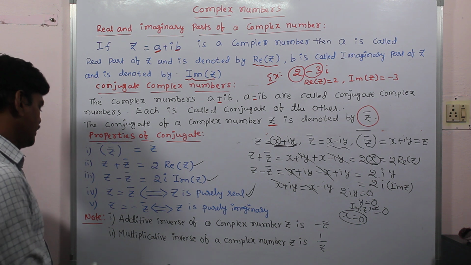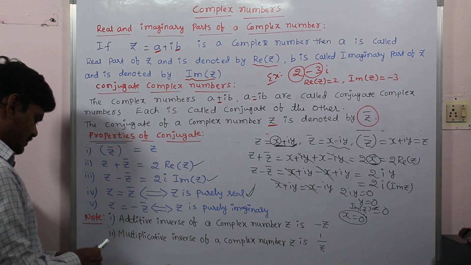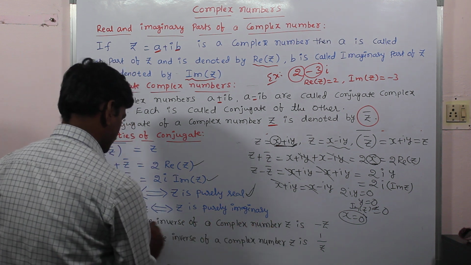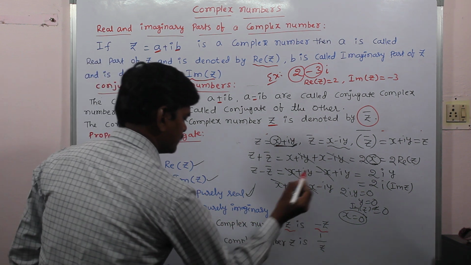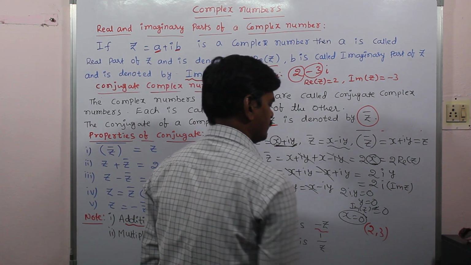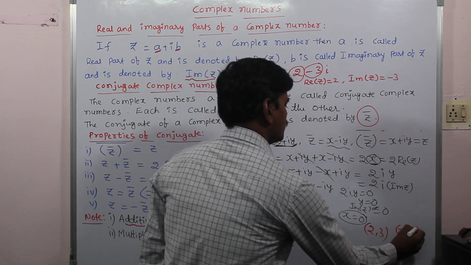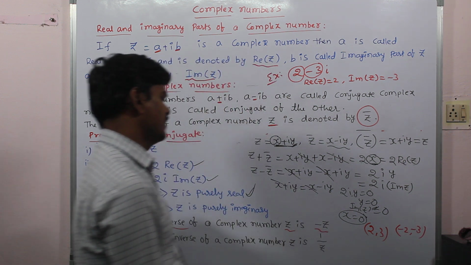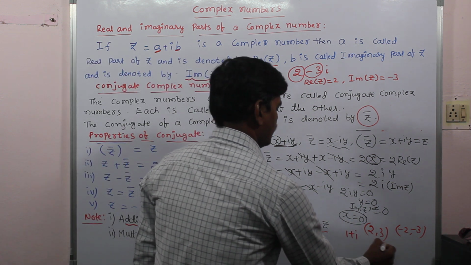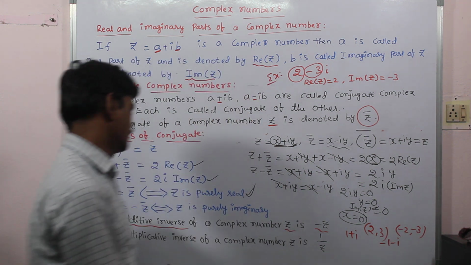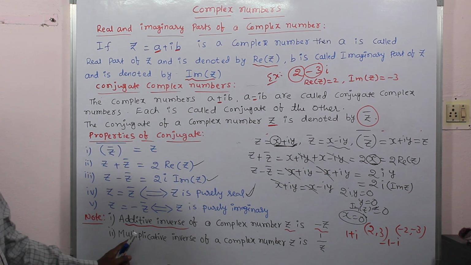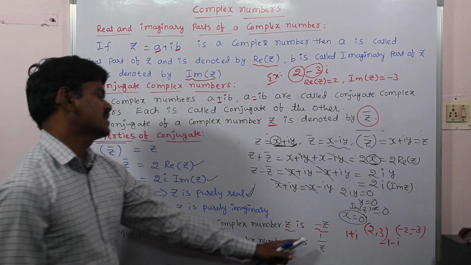Next, you need to remember the additive inverse. The additive inverse of a complex number z is -z. For example, what is the additive inverse of (2, 3)? -z means (-2, -3). So simple. What is the additive inverse of 1 + i? -1 - i. So do remember, the additive inverse of a complex number z is -z. Similarly, the multiplicative inverse of a complex number z is 1/z.